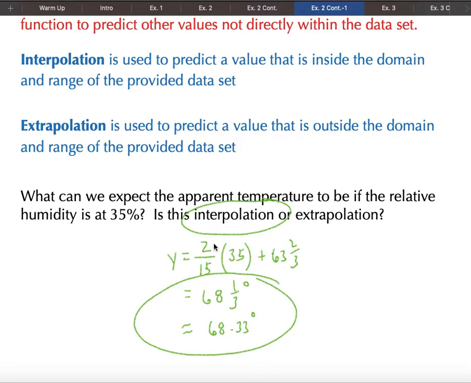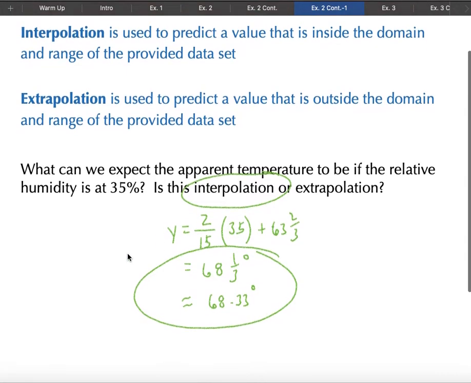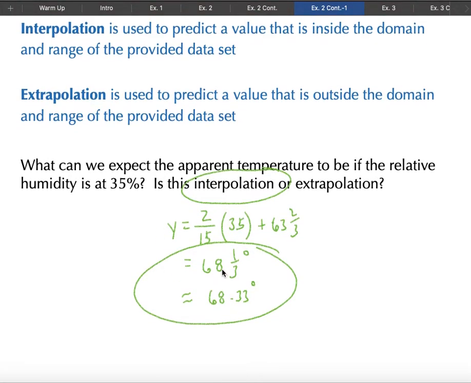What I'm doing is I'm just taking the 35%, I'm plugging it in for my x value in my equation, and then simplifying for y. Turns out to be 68 1/3 degrees, or just over 68 degrees is what I can expect it to feel like when I have 35% relative humidity.